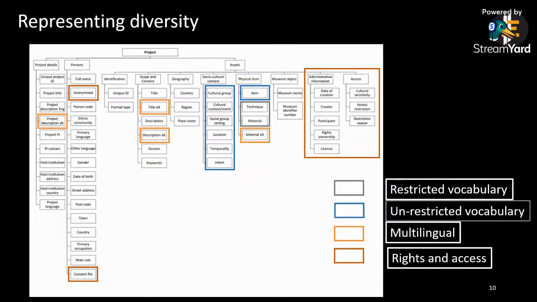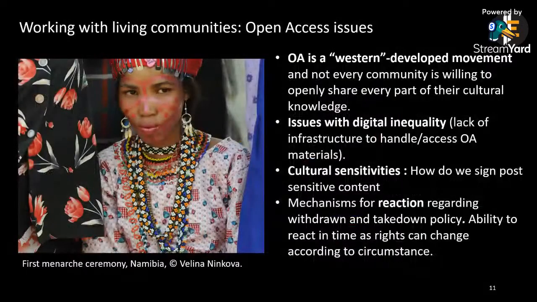And finally, the last bit is the information that we record about rights and access. So this is all the fields that we use to record the author, the participants, the rights ownership, and the licenses with which these assets are going to be published online. And the last bit is the fields that are focusing on things like sensitivities or access restrictions, which I'm going to be talking about in the next slide a bit more.